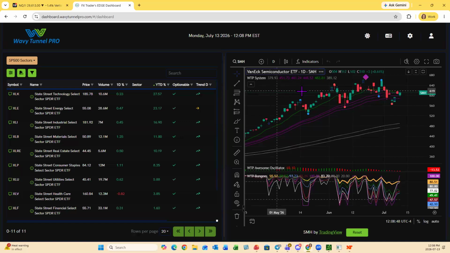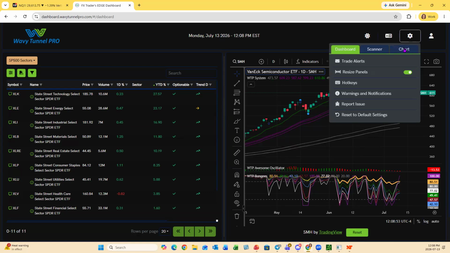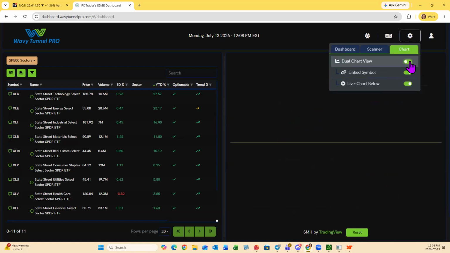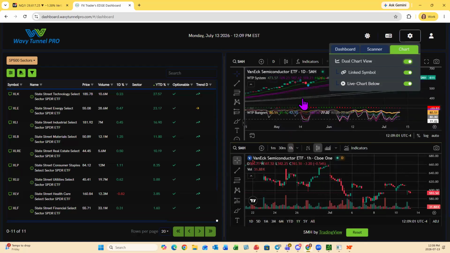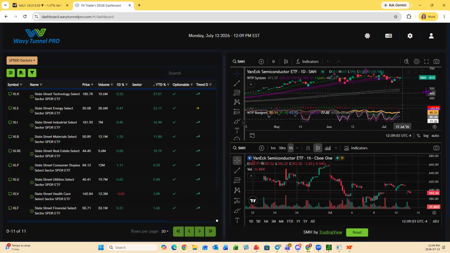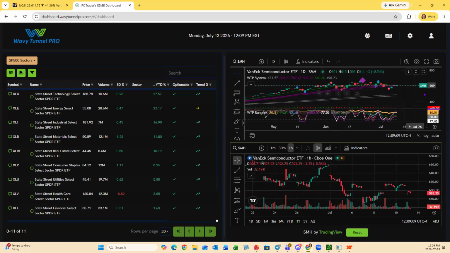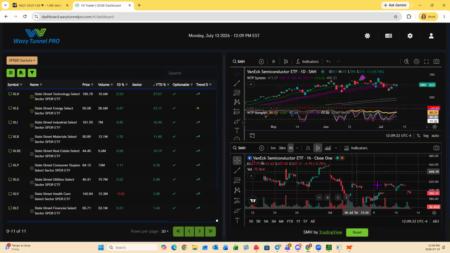And on the right, I'm going to put today's market on it. I'm going to go to chart, dual chart view, link symbol, live chart below, because I want to see how the price action moved since the open. Remember, this is the end of day data. So this is from Friday's close. And it doesn't update until tonight, Monday night. So we won't see the price action until Monday night. But if I put down the live market data underneath, then I'll be able to see the price action.